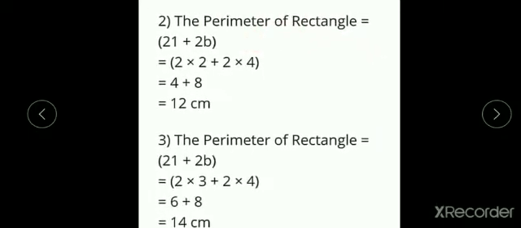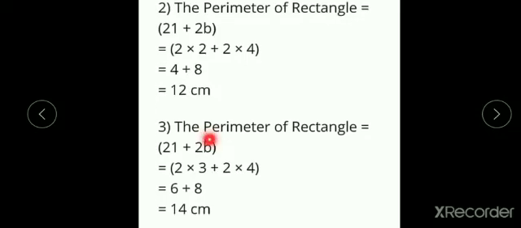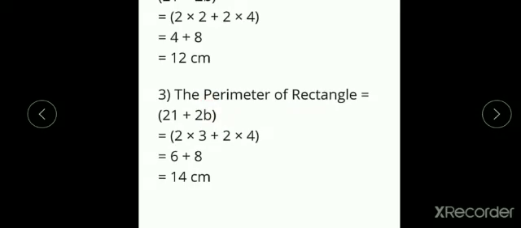They have given the perimeter of a second rectangle. To calculate the perimeter of the second rectangle, we should know the length and breadth. The length of the second rectangle is 2 and the breadth is 4. Therefore, 2 into 2 plus 2 into 4, that is 4 plus 8, that is 12 centimeters. The length of the third rectangle is 3 and breadth is 4. That is, the perimeter of the third rectangle is 2 into 3 plus 2 into 4, that is 6 plus 8, that is 14 centimeters.